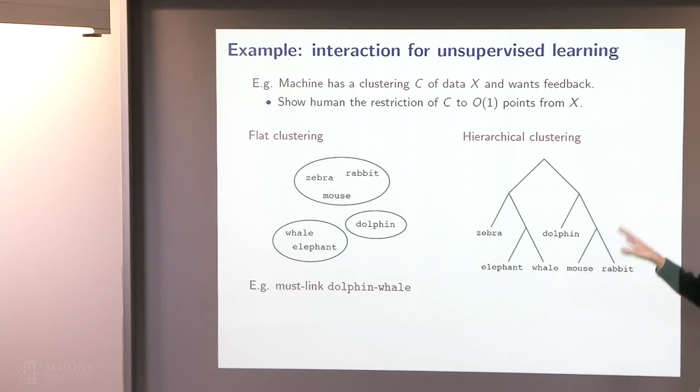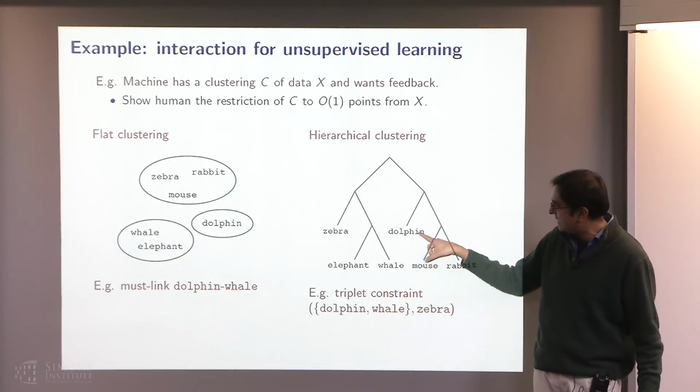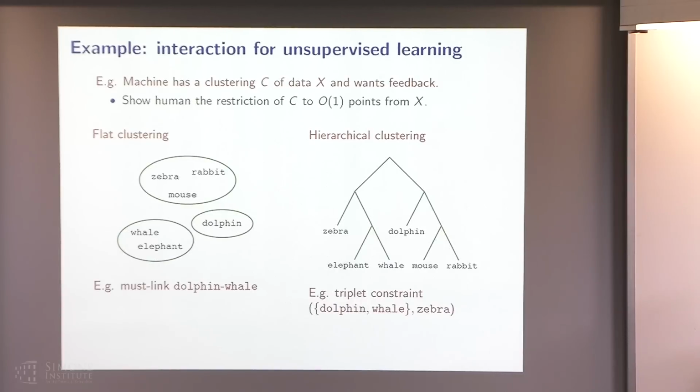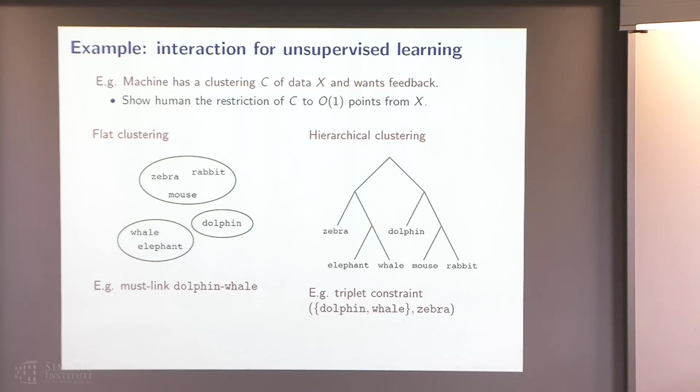Or if it's a hierarchical clustering, the human again says, you've shown me the restriction of the hierarchy to just these 6 points. I can't tell you the correct hierarchy even for those 6 points, because that's too difficult for my brain. But what I can definitely tell you is that dolphin and whale should be merged before zebra is added in, or something like that. And so the question is, what are interactive schemes of this form for the popular kinds of unsupervised learning? And how rapidly can you converge to the right target, the one that you actually want?